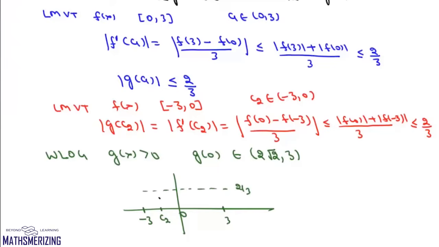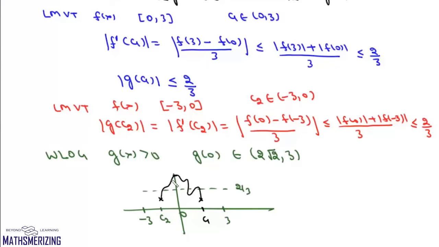So suppose this is the value, and we also have another point C1 in the interval 0 to 3 where the value again is less than 2 by 3. Now the value at 0 lies between 2 root 2 and 3, so this value will be greater than 2 root 2. So this g(x) will start from this value 2 by 3, it will increase, and then whichever way it will decrease, finally it will go to C1.